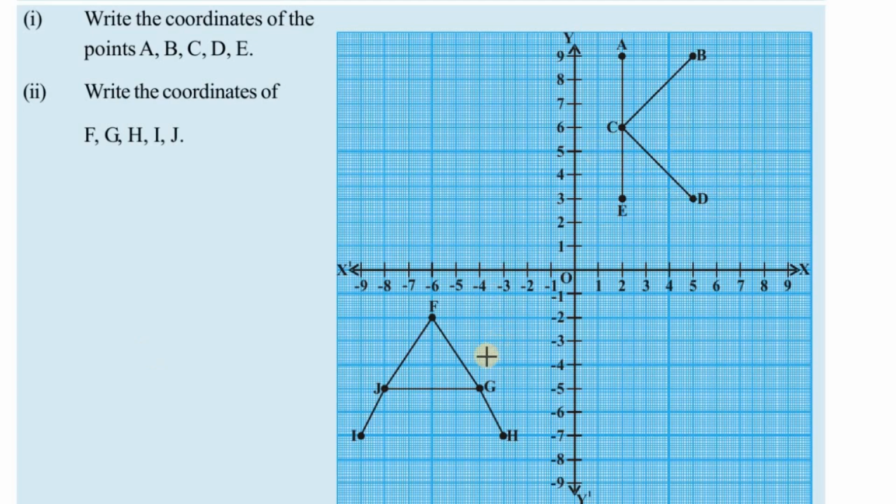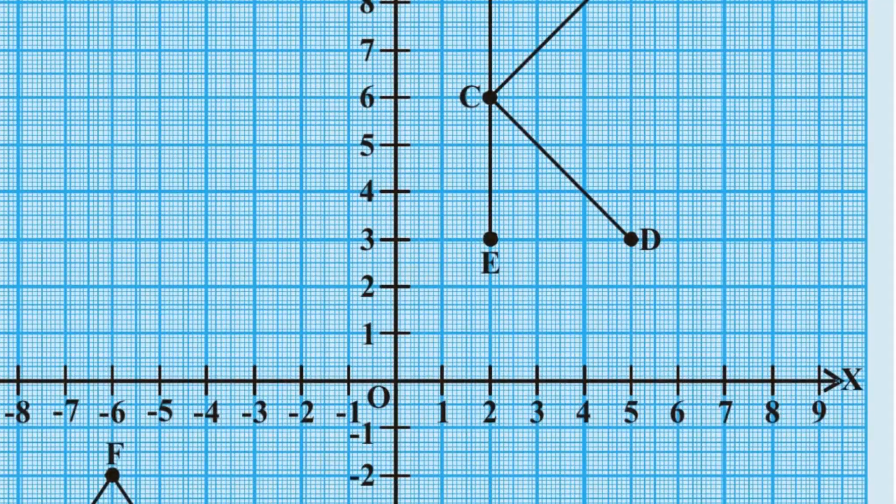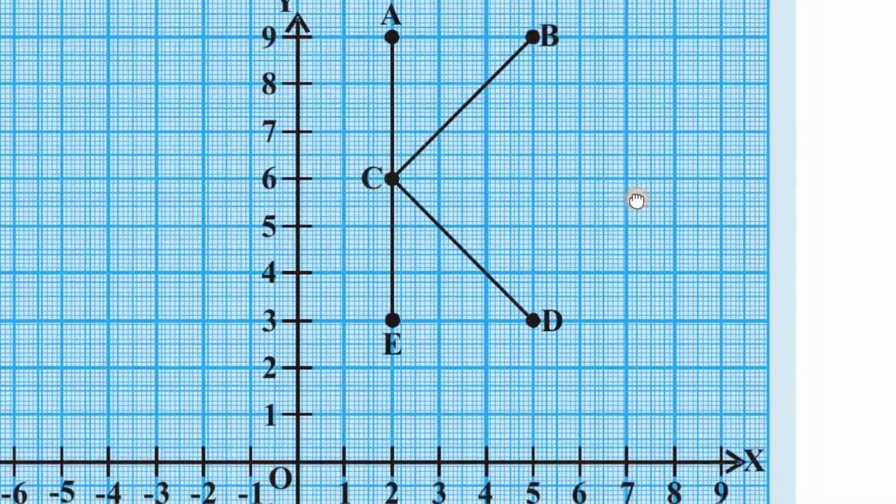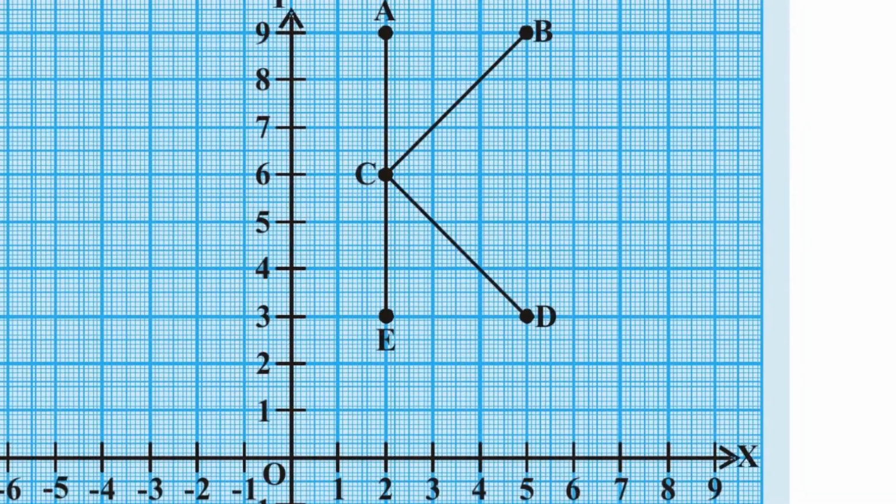See how beautiful this looks. You have to find the coordinates for the 5 points. Let's try, students. I think you are having fun doing this. Okay, let's see. So what's A? For A you have to go 2 units, abscissa is 2 and the y is 9, so 2 and 9, right?